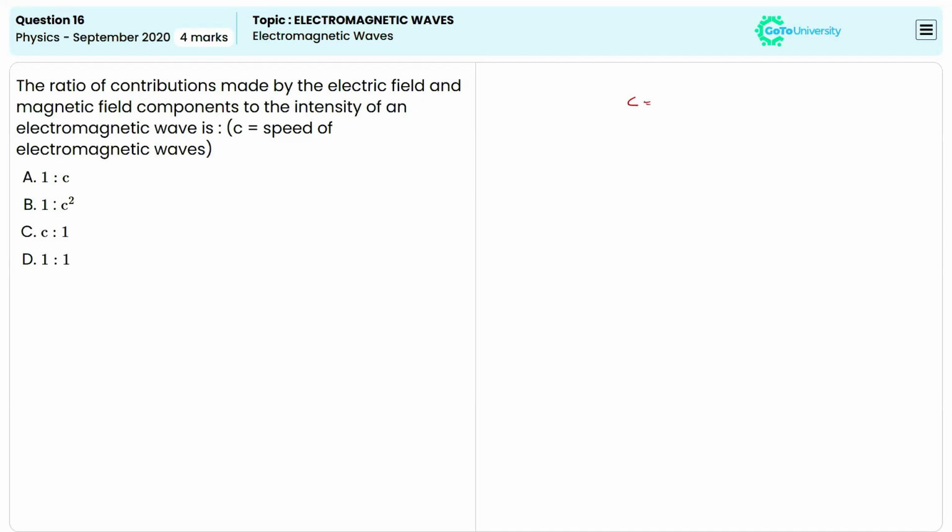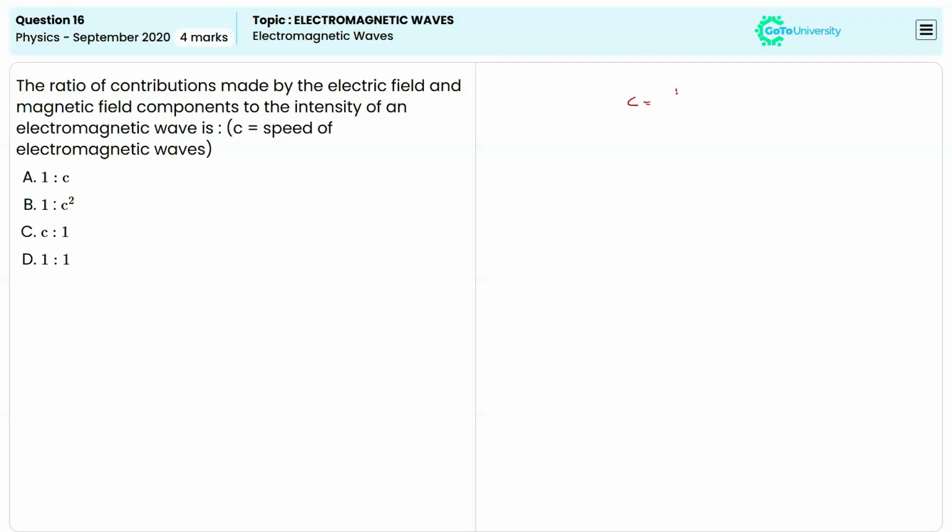Yes, very good. C is equal to 1 divided by root of mu naught times epsilon naught, right? So here we can rearrange this equation, or else we can write C will be equal to E divided by B also, right? So now tell me what will be the answer. I'm just opening the chat box here. You can post your answer, like which option is correct.